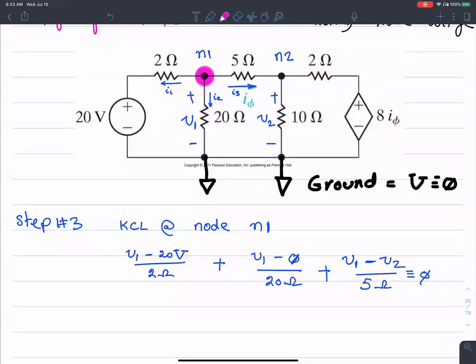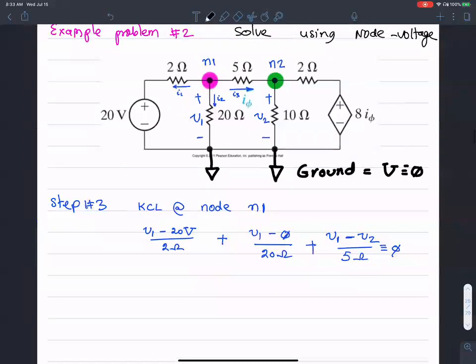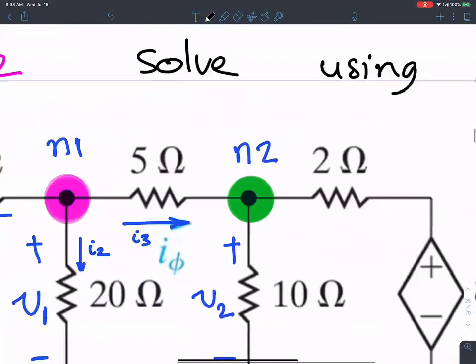Okay, let's see if we can write KCL at node N2. If you look at node N2 and try to write the KCL, look at all the currents leaving. 1, 2, 3. So I'm going to call them, I don't know, I4, I5.